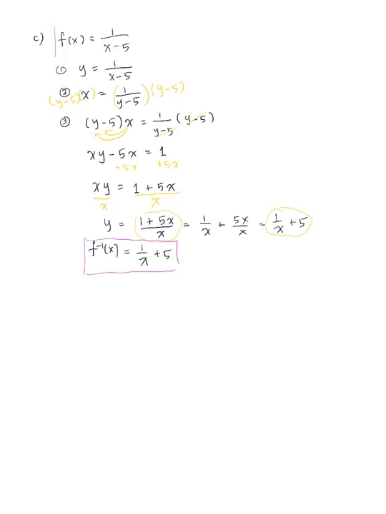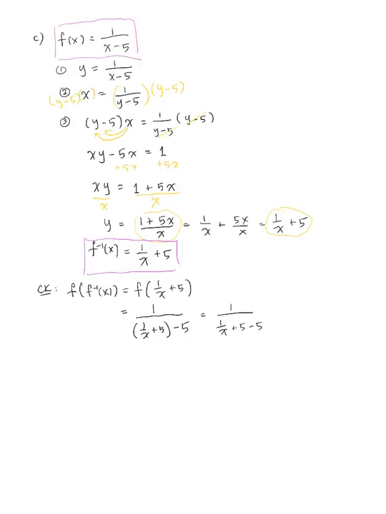All right, now let me box f of x and f inverse of x. All right, now here comes the check. So let's first go with f of f inverse of x. So we got f of 1 over x plus 5. So here, let's see, f of x is 1 over x minus 5. So it looks like we're going to get 1 over x plus 5 and then minus the 5. So this is going to be 1 over x plus 5 minus 5. So this is 1 over x.